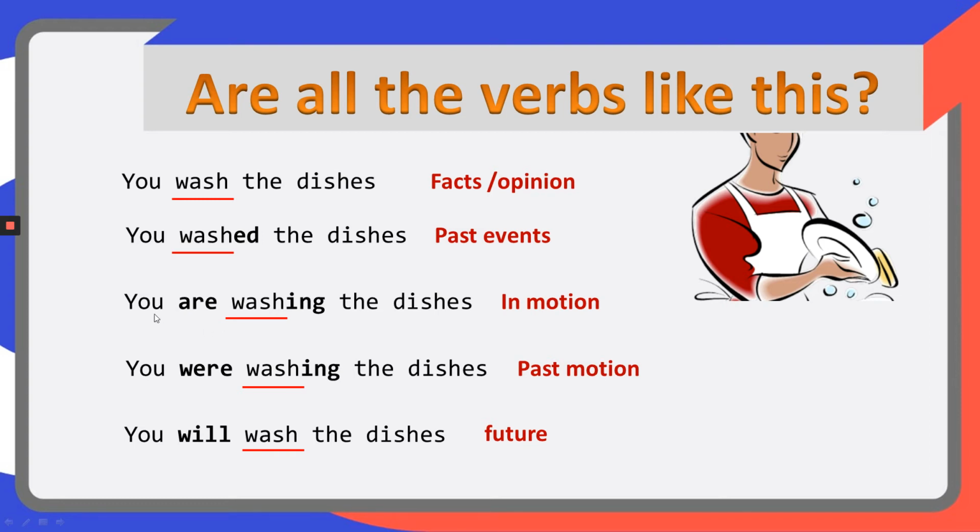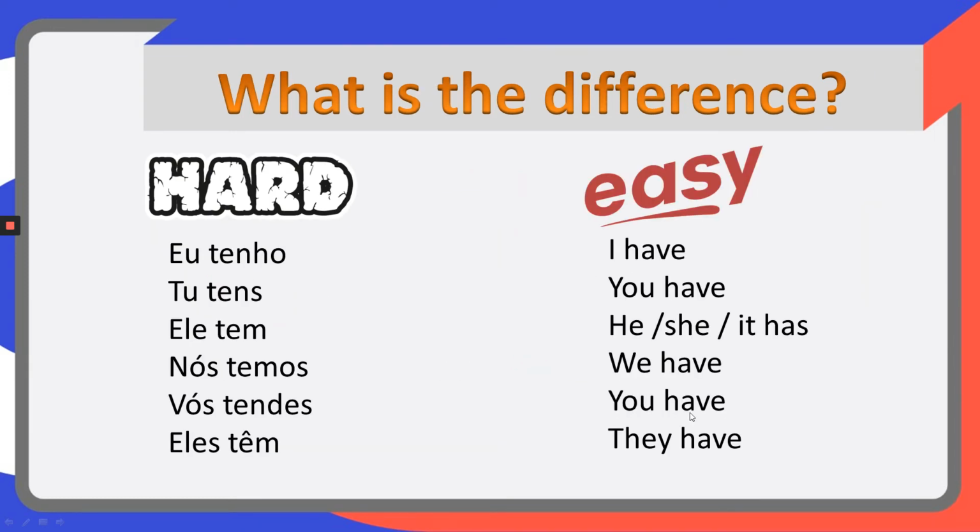Next one. You are washing the dishes. In motion, present continuous. You see, the verb stays the same. You are washing the dishes. Sorry, I need to pause. You are washing the dishes. Present continuous, okay? We're talking about motion. Now see, again, the verb is the same. Okay, wash. You just have to use the verb to be and ing. I mean, the verb is always the same. It doesn't change. You see, like before, the verb doesn't change.